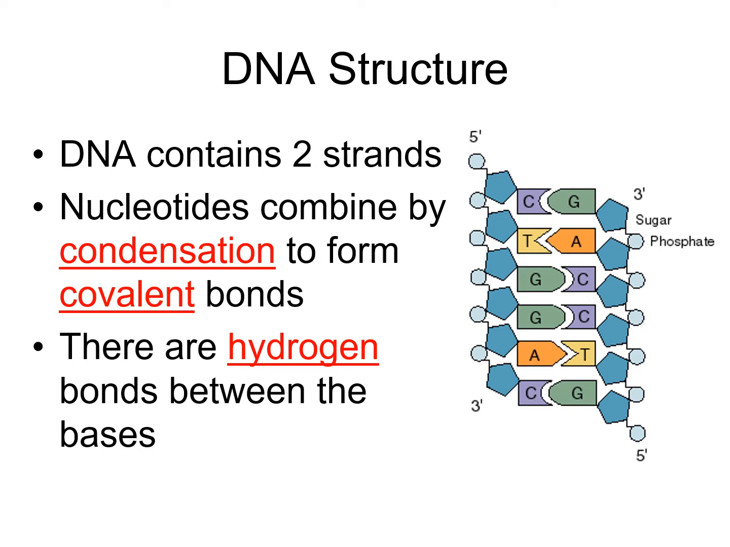So when DNA gets made, the nucleotides combine by a process called condensation. Remember, anytime you see condensation, it's also called dehydration synthesis. It's also called condensation synthesis. This is how things get put together. And they're held together by covalent bonds. So the covalent bonds would be what's holding the sugars and phosphates together. It'd be like you clicking your Legos together.